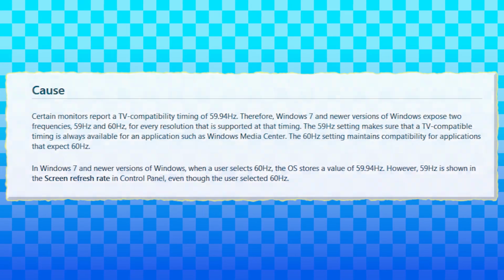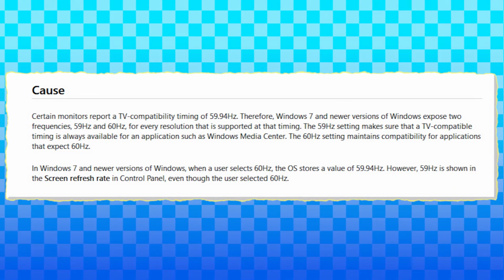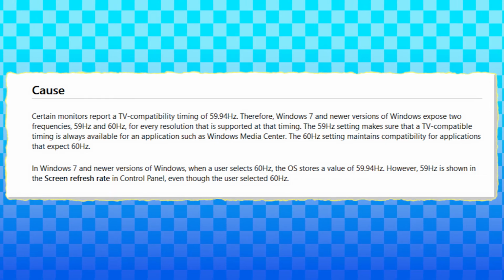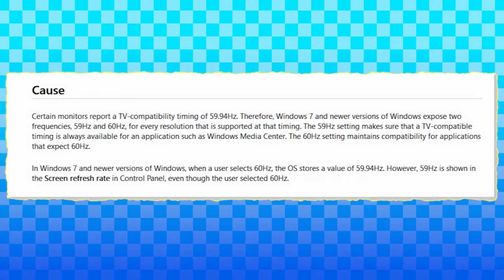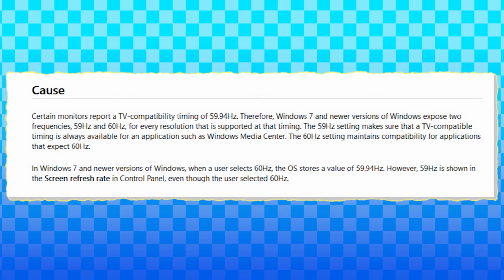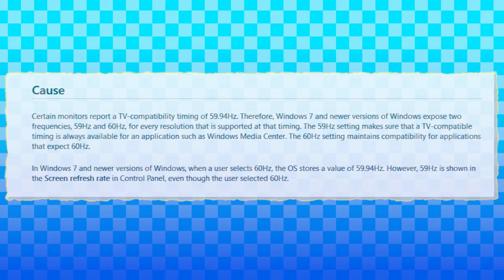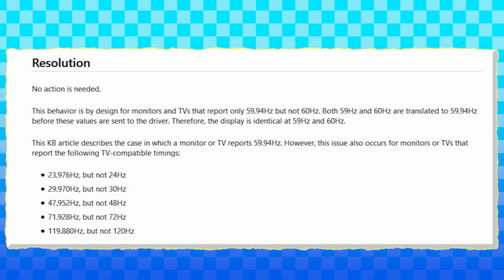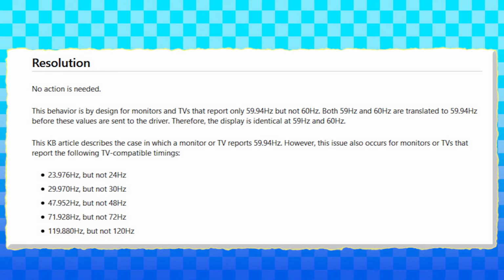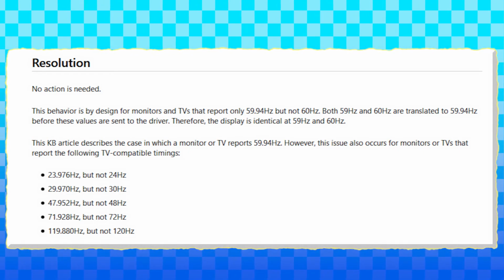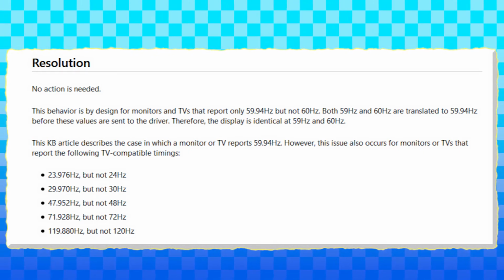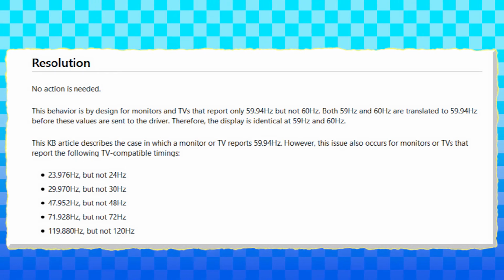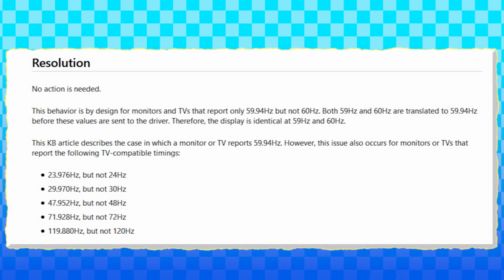According to Microsoft, certain monitors report a TV compatibility timing of 59.94 Hz. Therefore, Windows 7 and newer versions of Windows expose two frequencies, 59Hz and 60Hz, for every resolution that is supported at that timing. Both 59Hz and 60Hz are translated to 59.94 Hz before these values are sent to the driver. Therefore, the display is identical at 59Hz and 60Hz. So, from that, we can safely assume that 59Hz and 60Hz are the same and will create a special condition for this scenario.